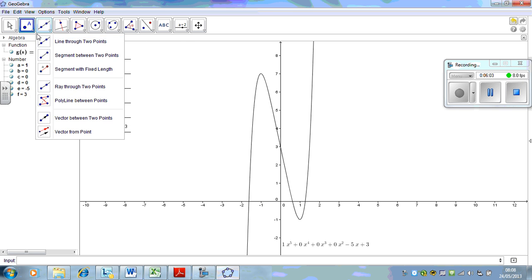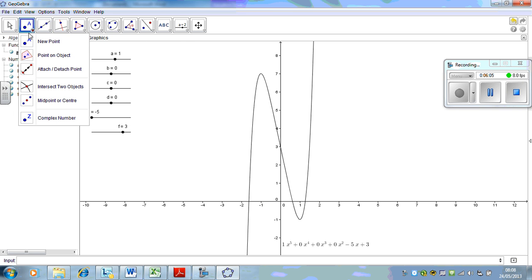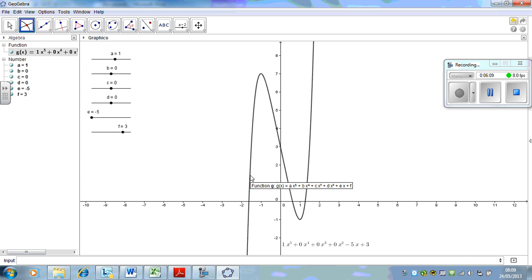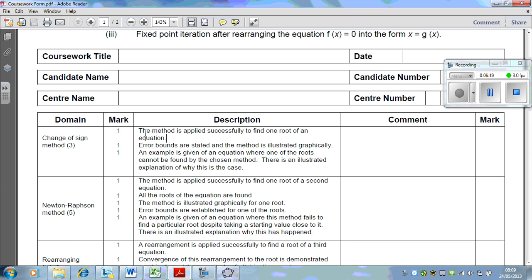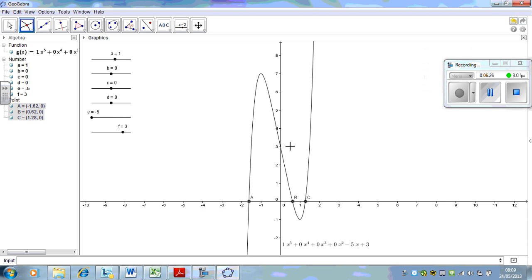In fact, you can intersect some points here. If I click on that one down there and go to intersect two objects, if I intersect that graph and click on the x-axis, we have 3 points A, B, and C. These are our roots. If we look at the criteria, it says the method is applied successfully to find one root. We only have to find one root of this. So let's find root A.